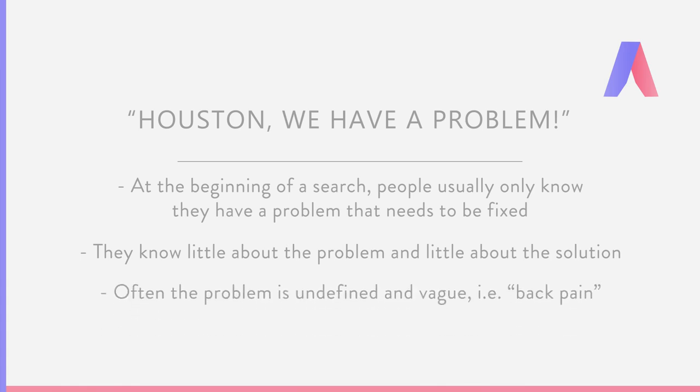Oftentimes, the problem is even undefined and vague. They might use keywords like back pain, which is very broad. What does that mean? Lower back pain, upper back pain, mid back pain, spinal pain, muscle pain, shoulder pain, shooting pain, centralized pain. It just doesn't really define what's going on with them, because they don't really understand themselves. These keywords tend to be short tail.